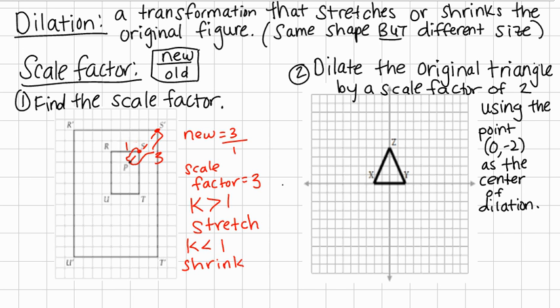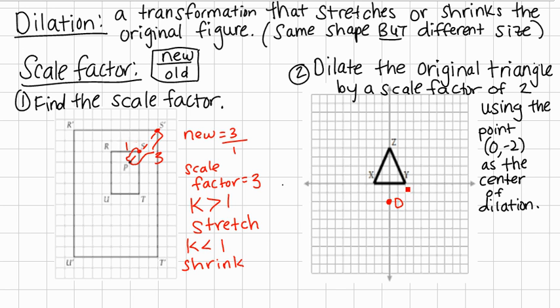So let's look at number 2. Let's actually do a dilation using a scale factor and having a center of dilation. So let's dilate the original triangle by a scale factor of 2. Since 2 is greater than 1, that means the image, the new figure, will be larger. And then using the point (0, -2) as the center of dilation. So (0, -2) is right here, and I'm going to label that point D for my center of dilation. That point is going to stay the same. I'm not going to be moving that point at all.